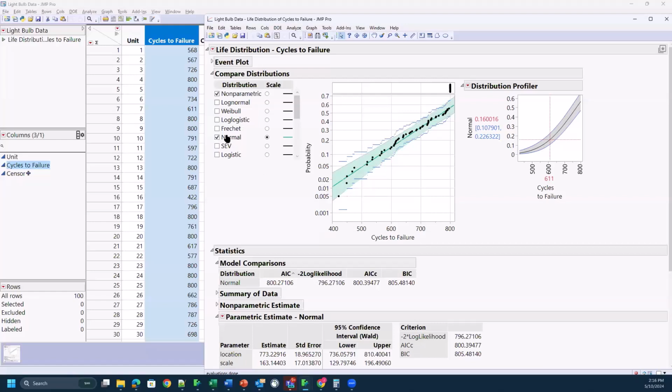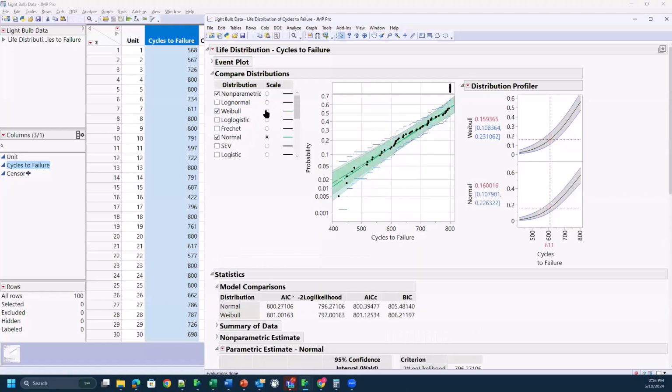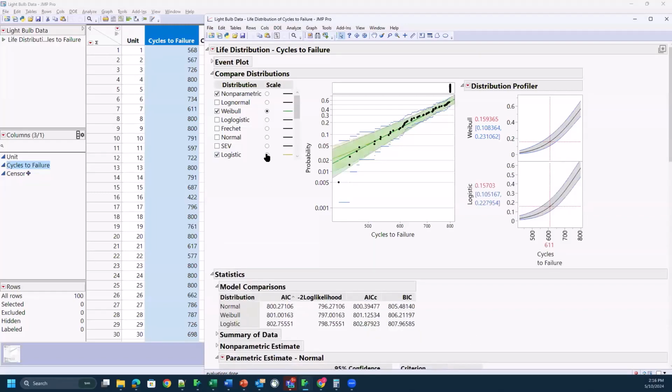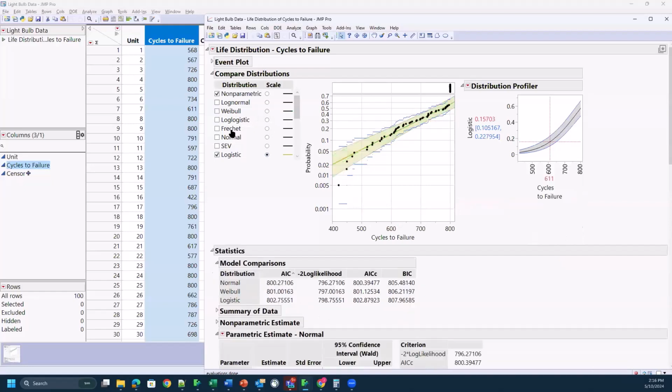Now we can try others. We can say, well, what about a Weibull distribution? Let's see what a Weibull distribution looks like, and I'll turn off the normal. So other than these couple of points down here, that looks like a pretty good fit too. What about the logistic fit down here? Well, even that one doesn't look too bad other than these points down at the bottom. So how do we decide which one is the best fit?